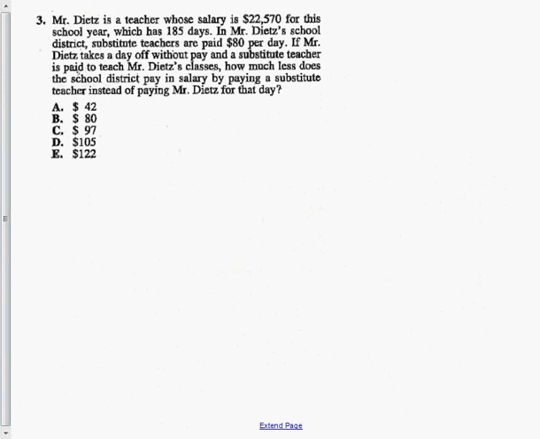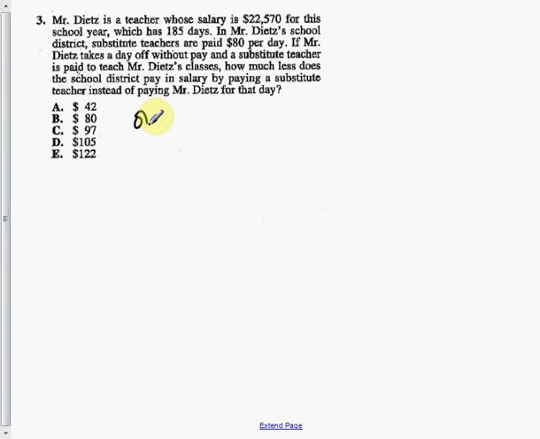So what we want to do is try to compare salary to salary. Compare Mr. Dides' salary for one day in comparison to a substitute teacher's pay for one day. Well, they give us directly that a substitute teacher would get $80 for each day. Since we're given the number of days that Mr. Dides' salary encompasses, 185 days, here we know that 22,570 divided by 185 gives us what Mr. Dides would get in one day.